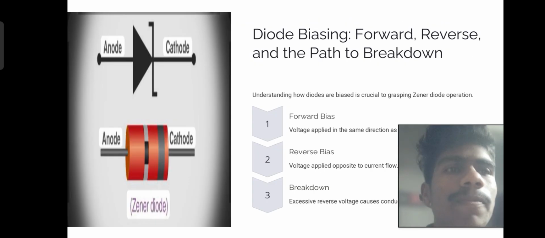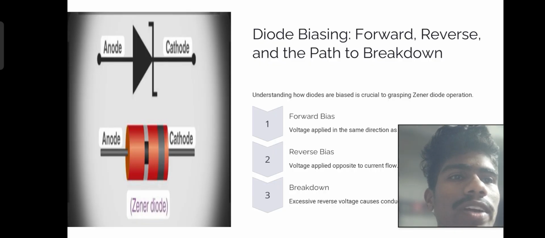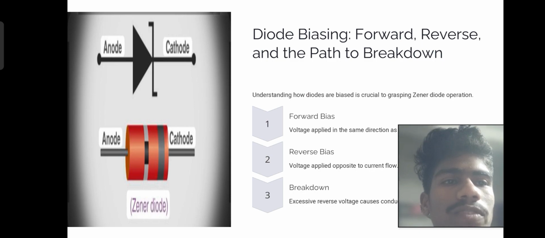Diode biasing, forward and reverse, and the path to breakdown. Understanding how diodes are biased is crucial to grasping Zener diode operation. Forward bias is voltage applied in the same direction as current flow, and reverse bias is voltage applied opposite to current flow. Excessive reverse voltage causes breakdown conduction.